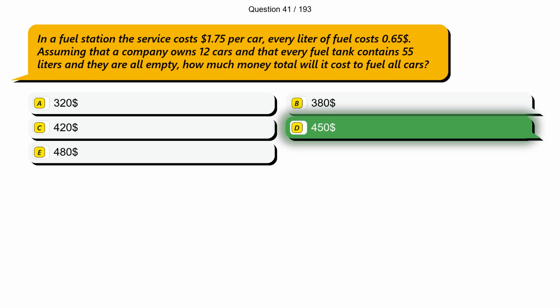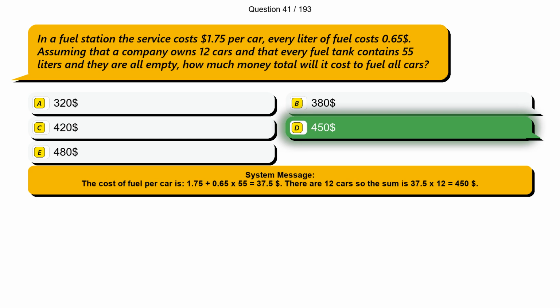The correct answer is option D, $450. The cost of fuel per car is 1.75 plus 0.65 x 55 equals $37.50. There are 12 cars, so the sum is 37.5 x 12 equals $450.